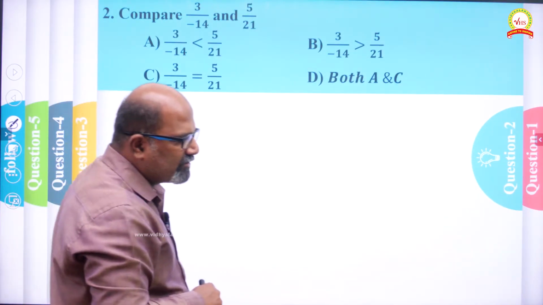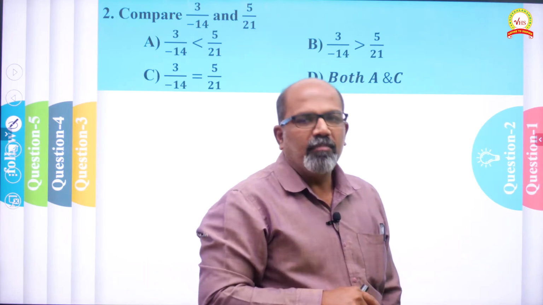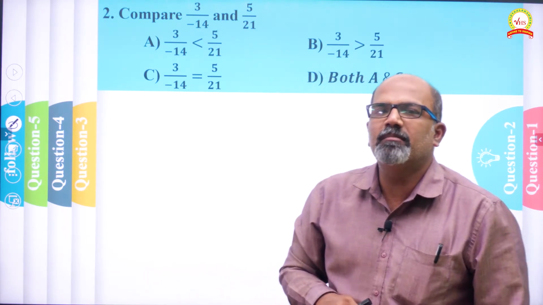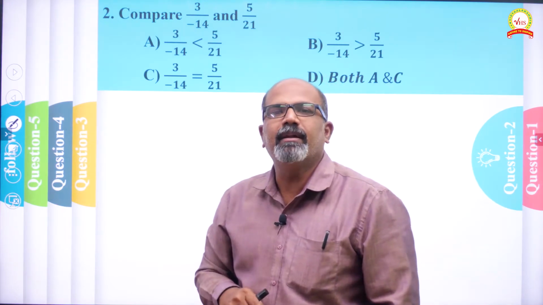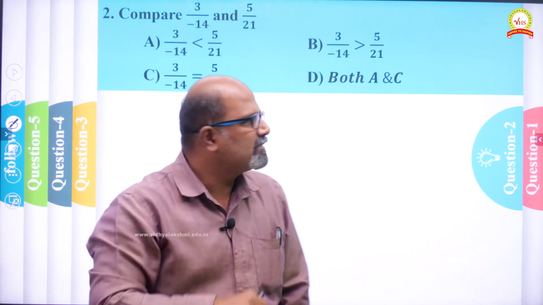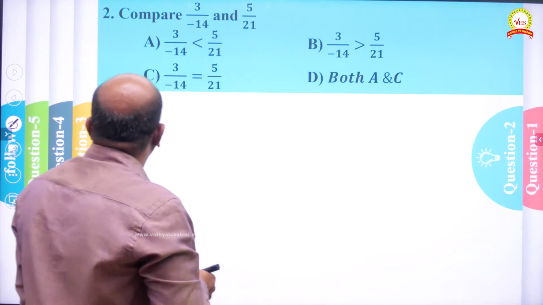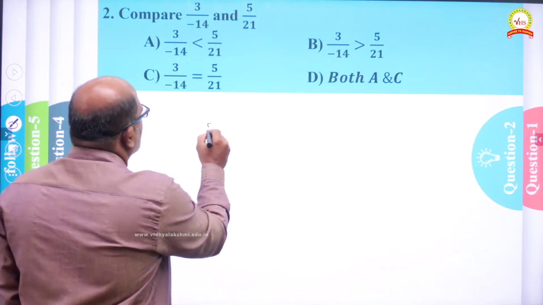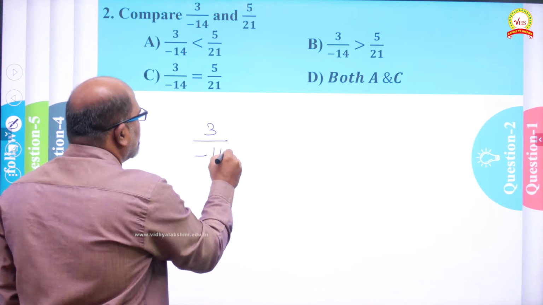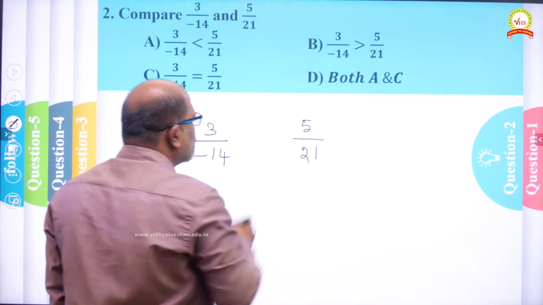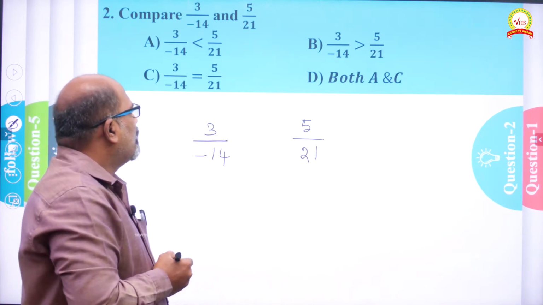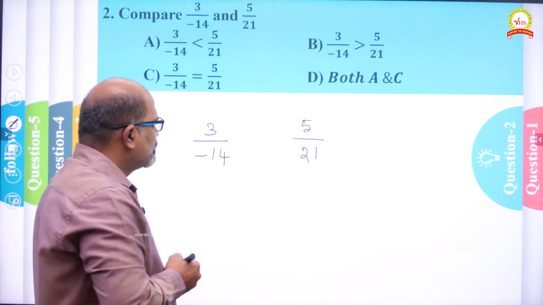Yes, the second question is a comparison question in which two rational numbers are given here. One is 3 by minus 14 and another one is 5 by 21. We have to compare these. Okay, I take the numbers 3 by minus 14 and 5 by 21. I want to compare these two rational numbers.